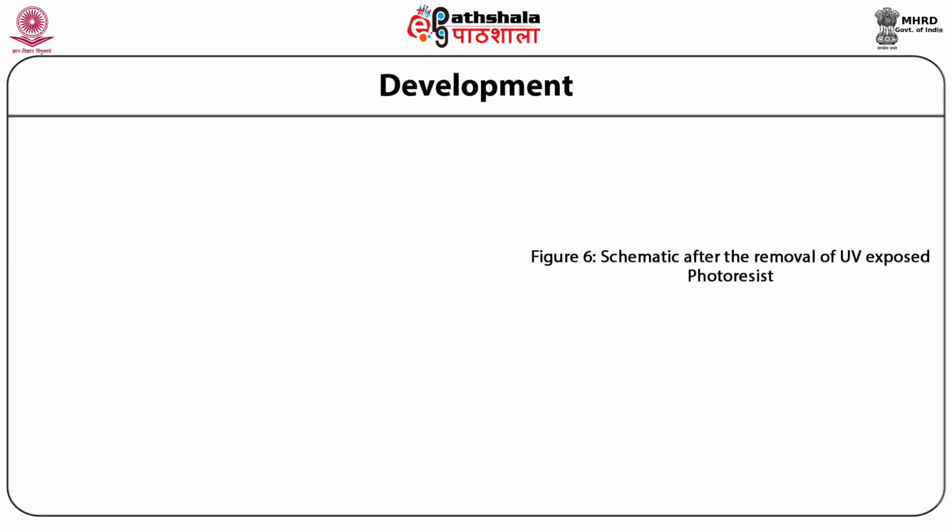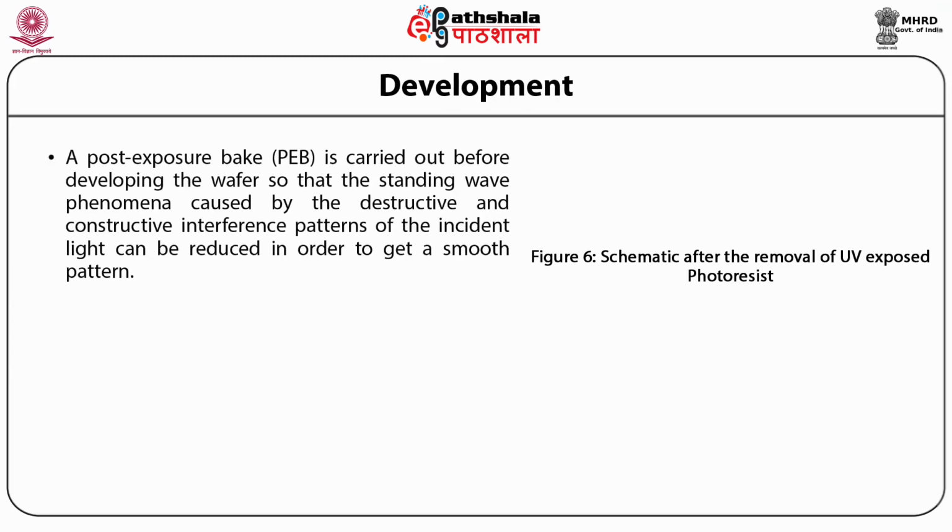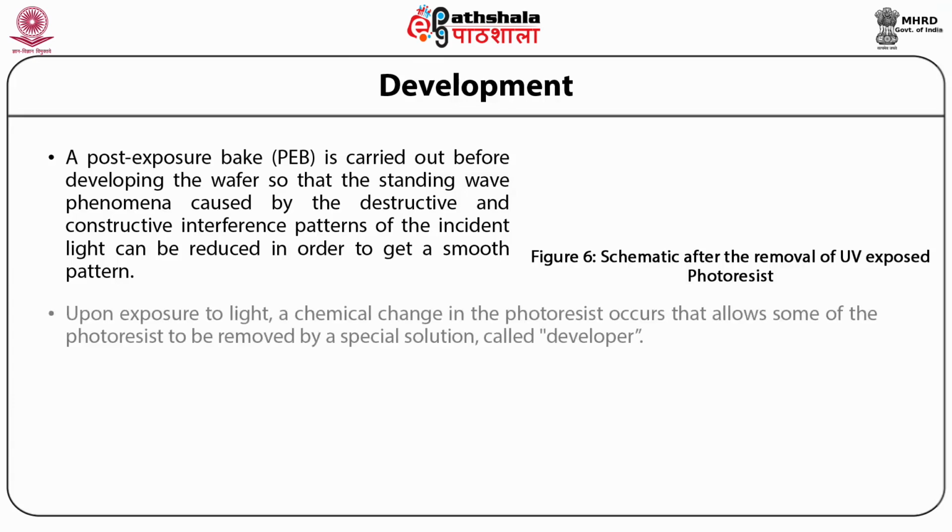The next step is development. A post-exposure bake or PEB is carried out before developing the wafer so that the standing wave phenomena caused by the destructive and constructive interference patterns of the incident light can be reduced in order to get a smooth pattern. Upon exposure to light, a chemical change in the photoresist occurs, which allows some of the photoresist to be removed by a special solution called developer.